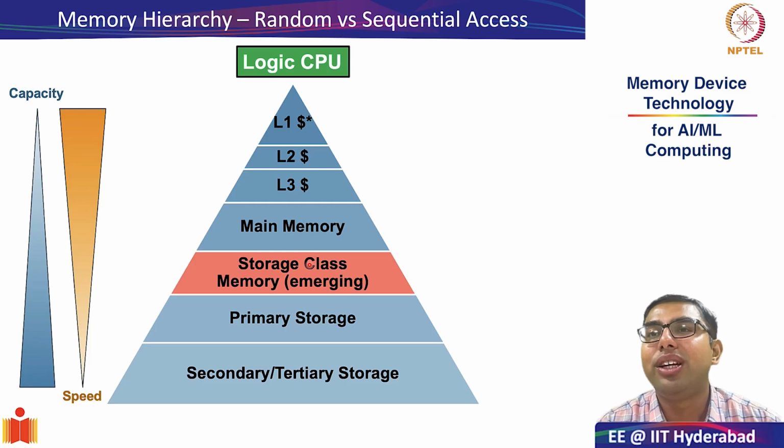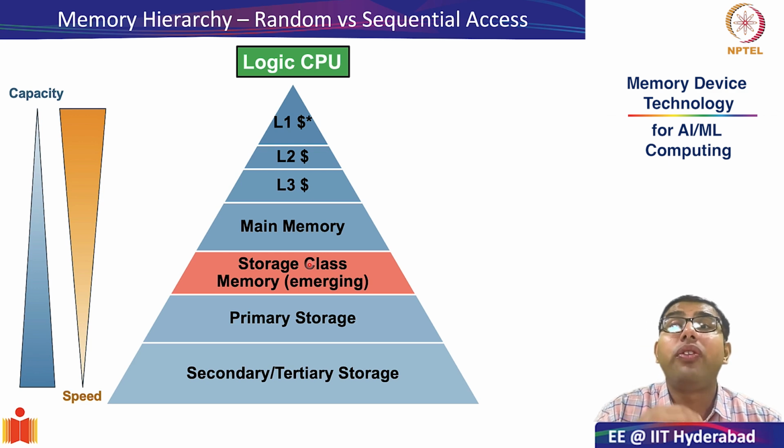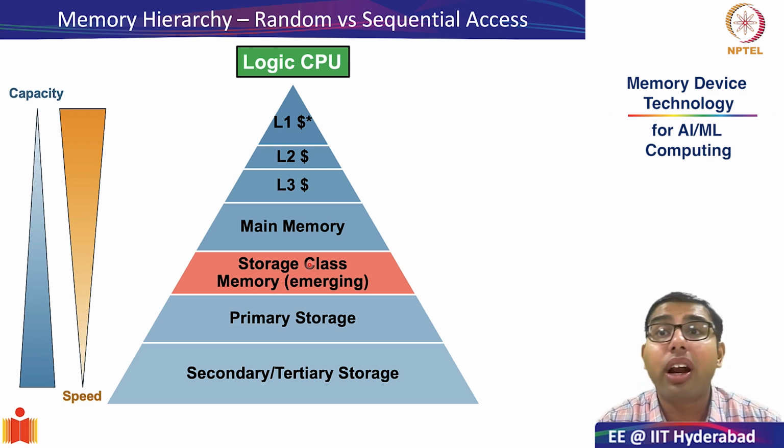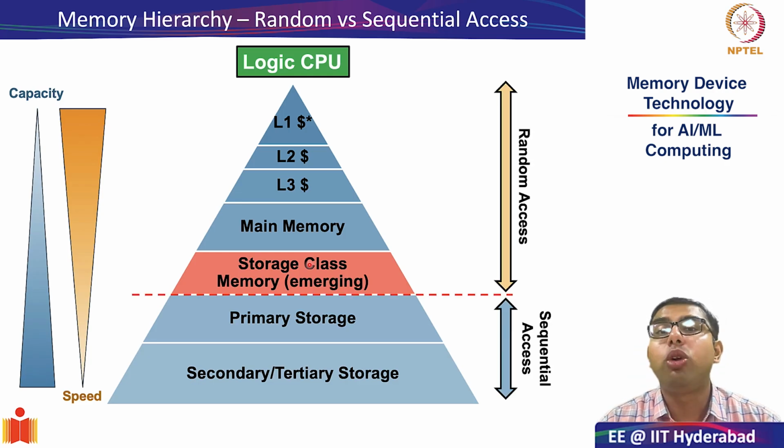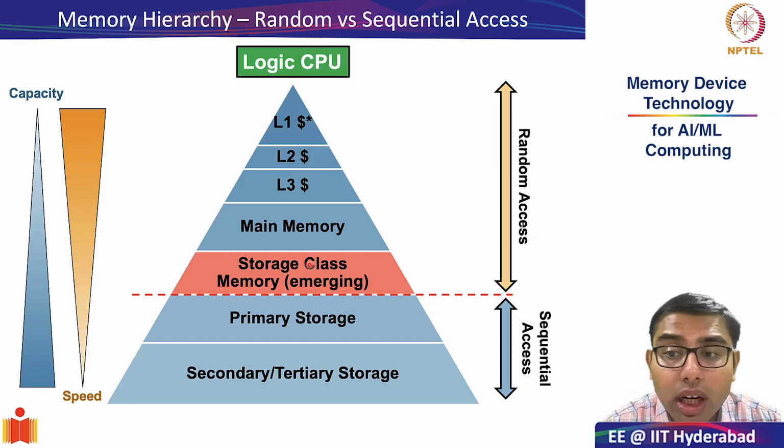What are the different kinds of elements that were a part of storage class memory? Try to recall. They were resistive random access memory, magnetic random access memory. So the expectation even from storage class memories is that they will have fast access times, and therefore they have to be implemented in random access manner. Okay, and therefore the boundary between random access and sequential access is also very clear.